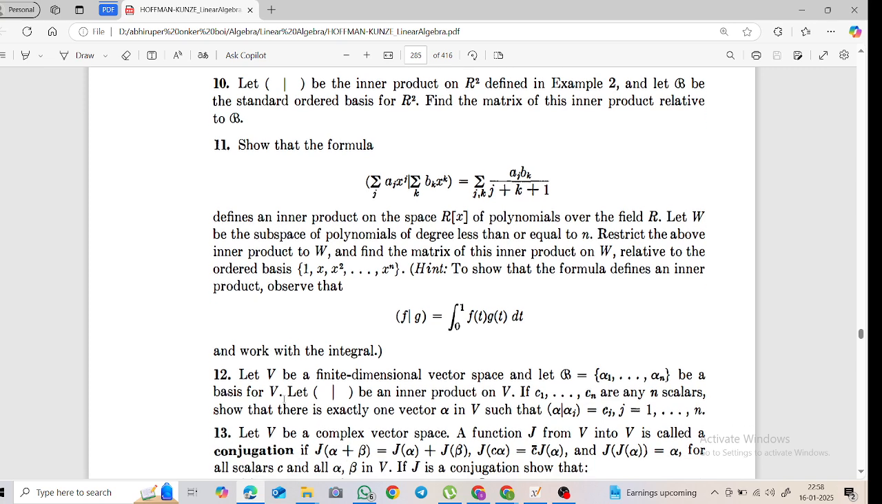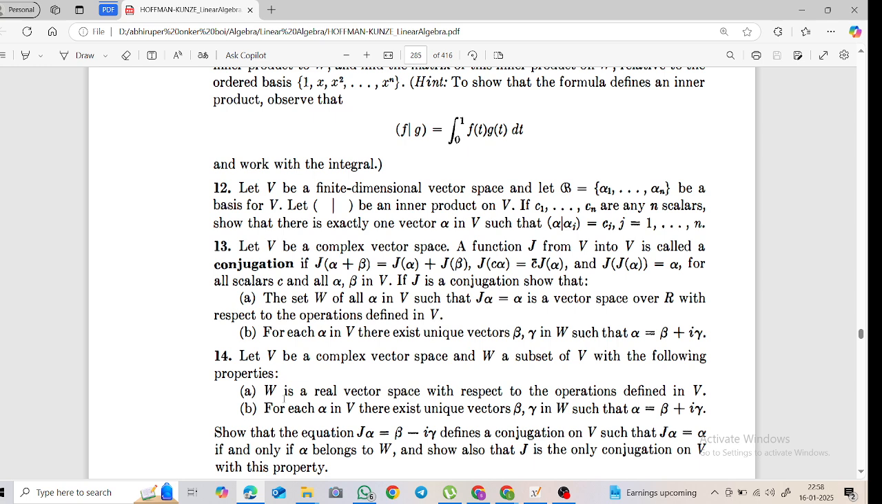Okay, 12. Let V be a finite dimensional vector space and let alpha 1 to alpha n be a basis for V. Let c1 to cn be any scalars, so that... Try 12. Two minutes you have.